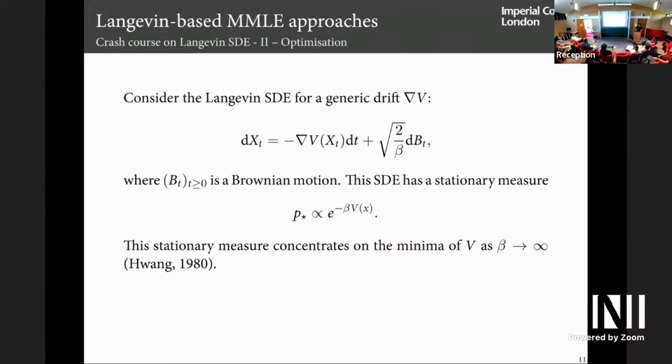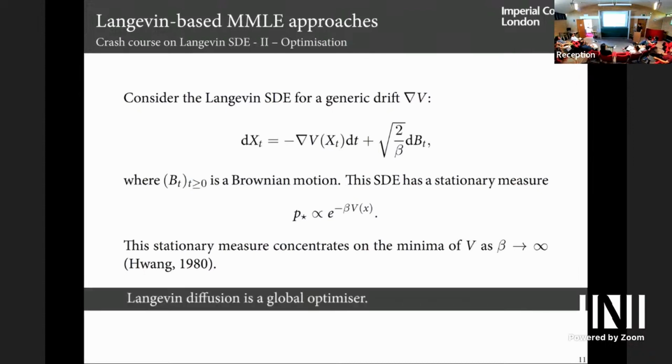So what this means is, if you run this with a large beta, this is true, by the way, under very weak conditions, even for non-convex V. You can actually get explicit rates in terms of beta, even in the non-convex case, if your potential is dissipative, for example. So this is a very general result. This is appealing for global optimization. A lot of people use this for global optimization because for large beta, this distribution concentrates on the minima of V, and if you run the sampler, you're going to populate the minima of V mostly, with large probability. So Langevin diffusion can be seen as a global optimizer. This is one of the reasons why it's popular in optimization.